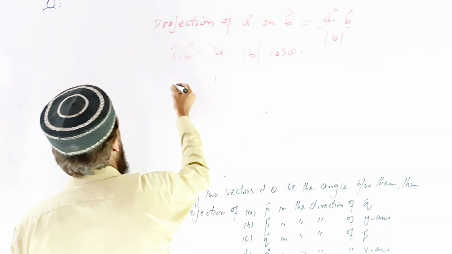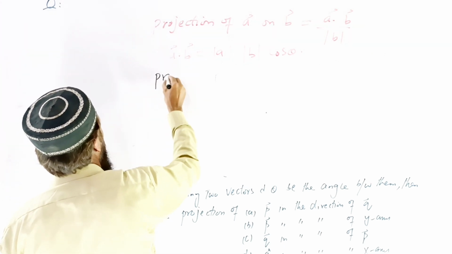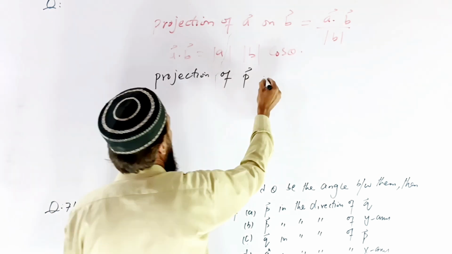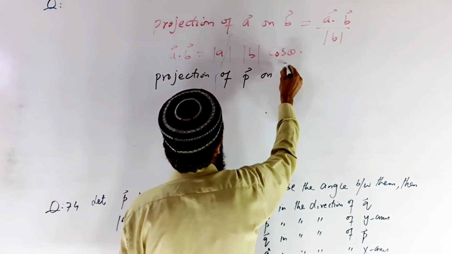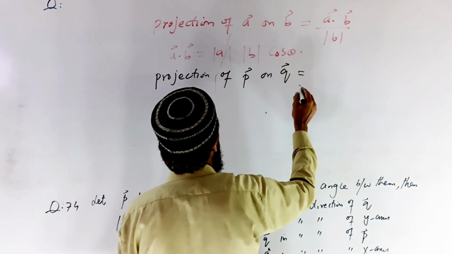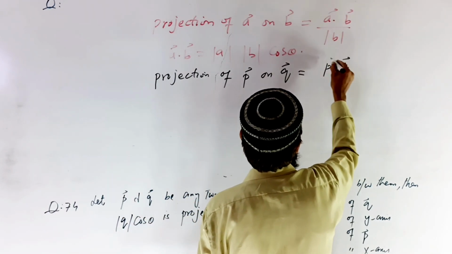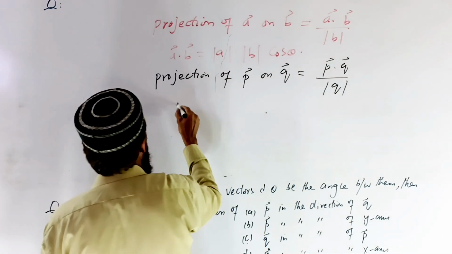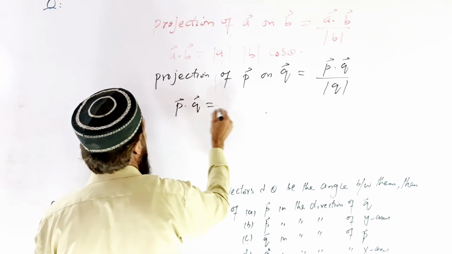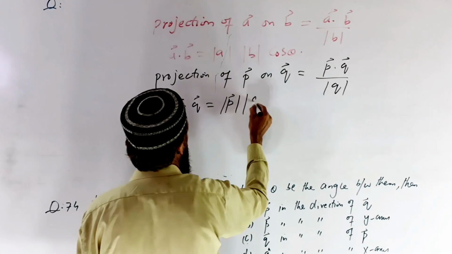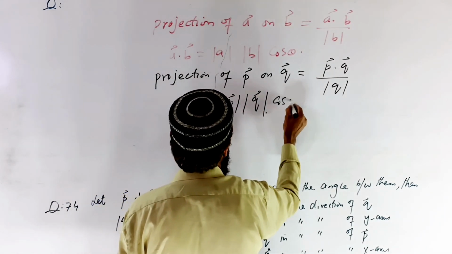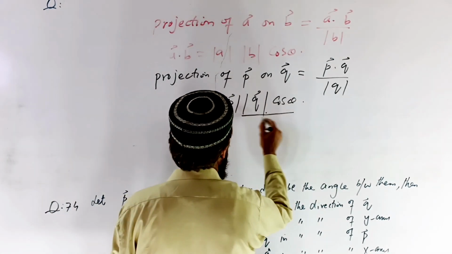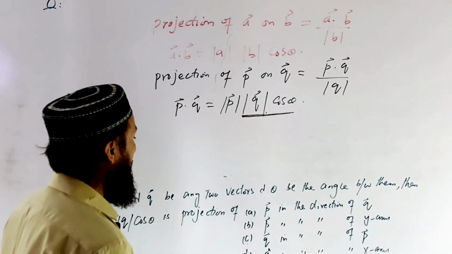The projection of P on Q. So the result will be equal to what? P dot Q divided by Q magnitude. And P dot Q we can write as P magnitude and Q magnitude cos theta. So the result is cos theta. But look here, this result is given to you.